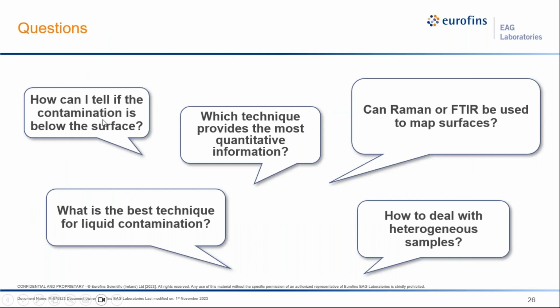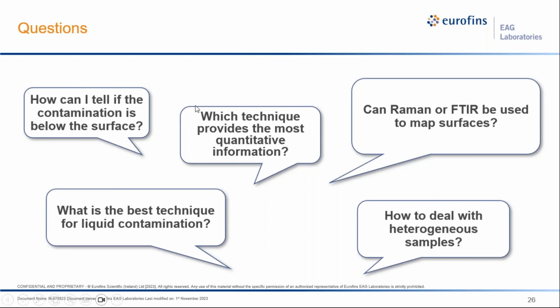For example, well, how can I tell if the contamination is below the surface? And one way is really to take some good optical images and maybe probe the surface to see where the contamination is. Also, you can take a spectrum of the contaminant and an area away from the contaminant, and that might also help tell that.